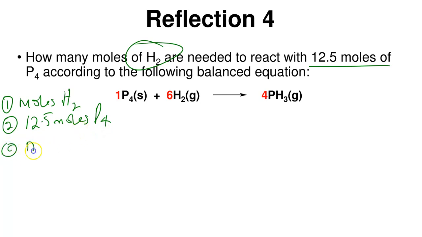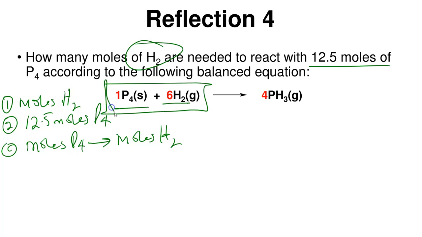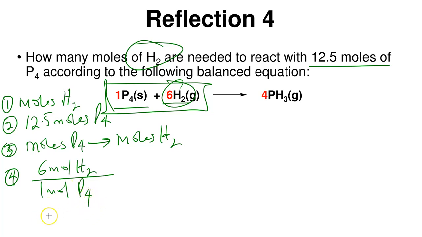What is the path? We're going from moles of P4 to moles of hydrogen. So we're considering these two. That's step 3. And step 4, what do we do? We use the conversion factor between the two. Since we're looking for hydrogen, our hydrogen is going to be on top. So it's going to be 6 moles of hydrogen divided by 1 mole of P4. That's our conversion factor.